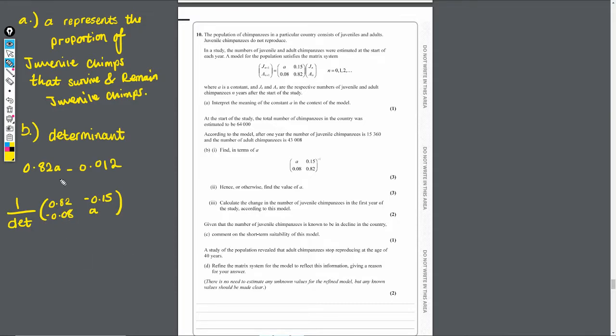But we know the determinant. The determinant here is 0.82a minus 0.012. So if we plug that in now, I'm going to get 1 over 0.82a minus 0.012. Okay, and there we have it. If we just multiply this again by the matrix, 0.82, minus 0.15, minus 0.08, and then finally A. And that's it. So that is the inverse here of this matrix. So that's B part 1.